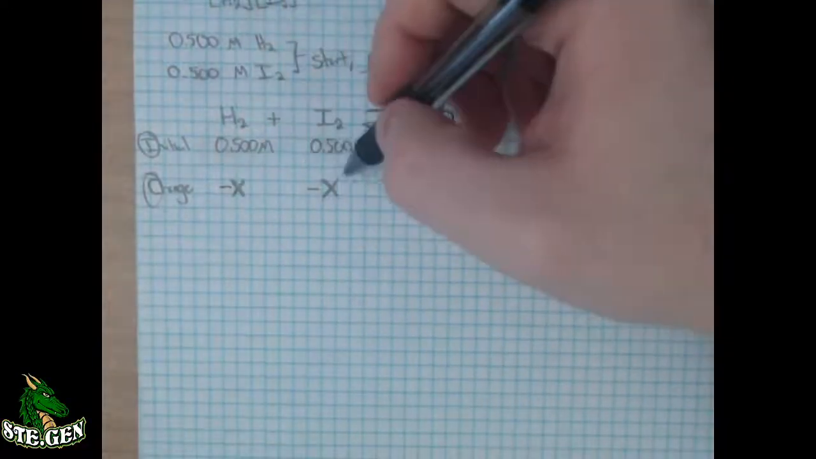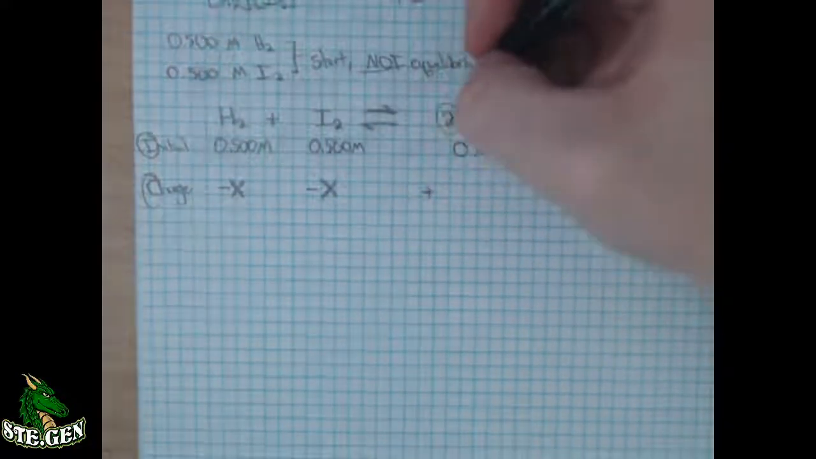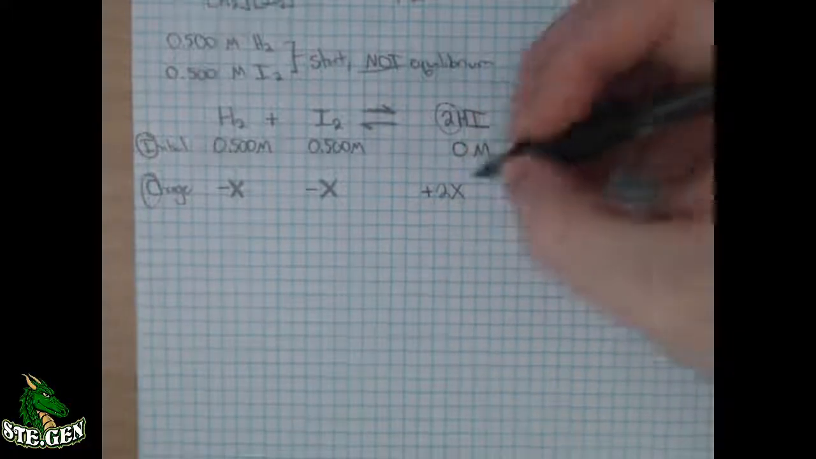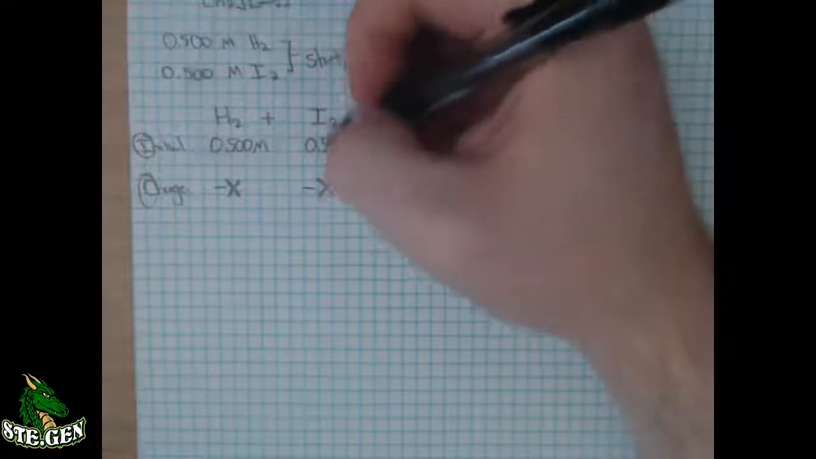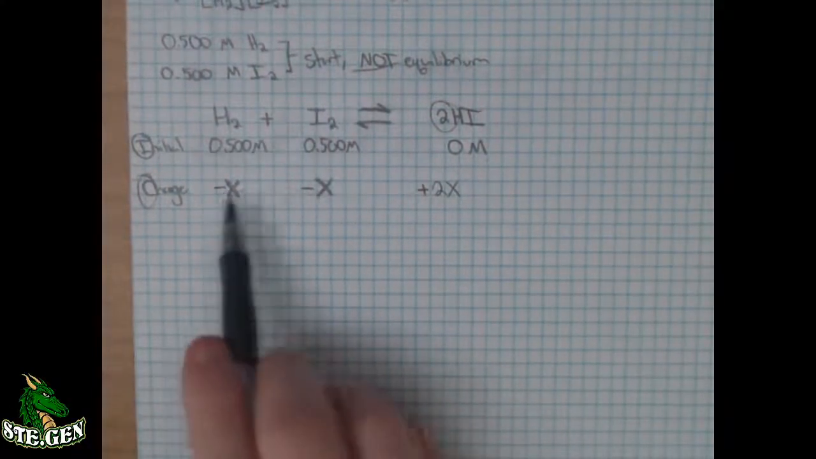So because these are both just a single X, but they only have a single 1 out front, this one's got a 2, so we're actually going to end up with twice the amount of HI as the amount of I2 or H2 that was lost. So again, this is not because there's two x's here. Do not think it's that.